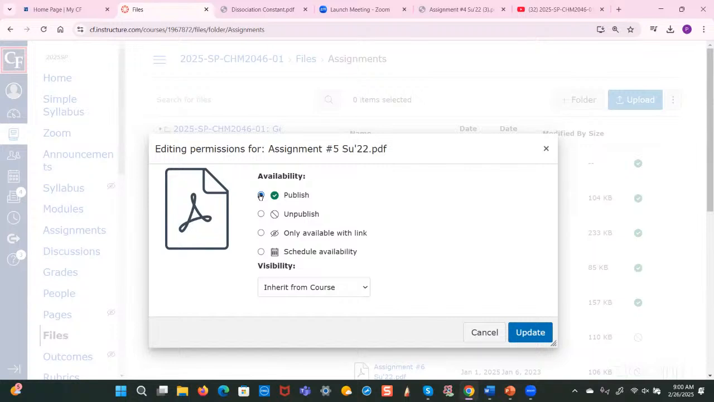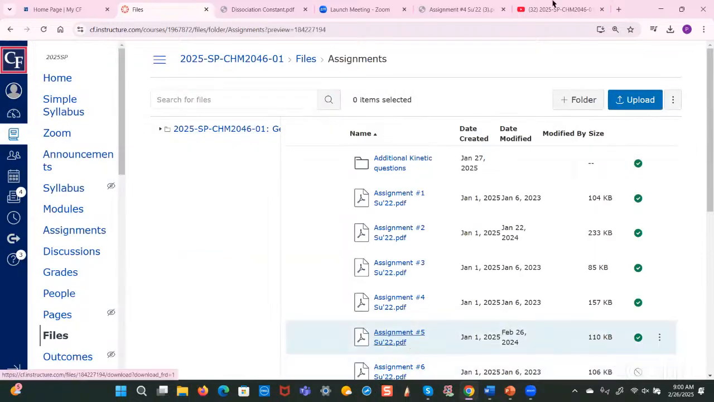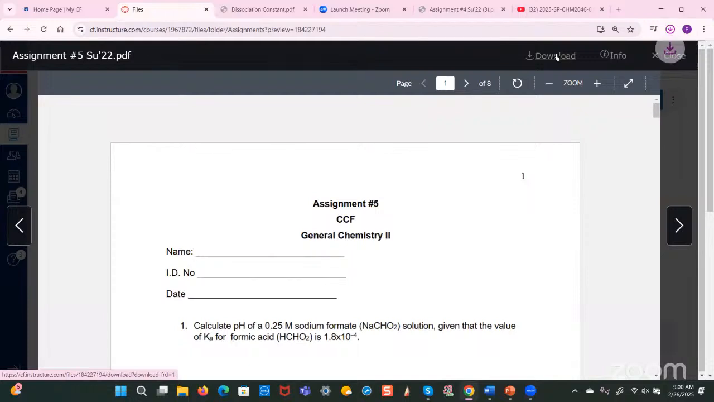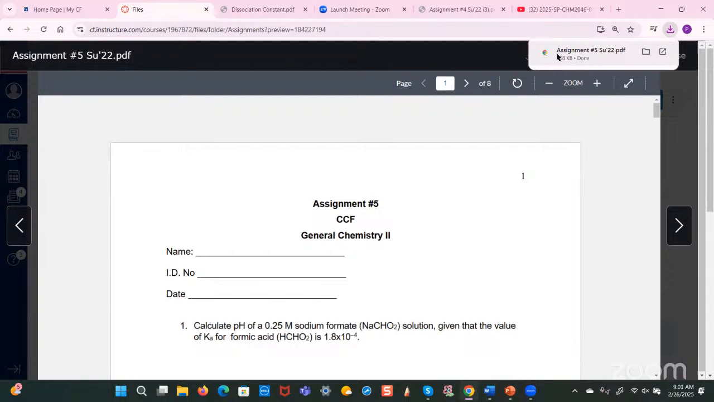Okay, so for you guys out there on Zoom, I'm going to publish it right now, and I'm just going to bring it up on the screen so we can look at question number 1. Let me see what questions we can do. We cannot do question number 2 yet because that has to do with titration. The only question we can do so far, as far as I can see, is question number 1.